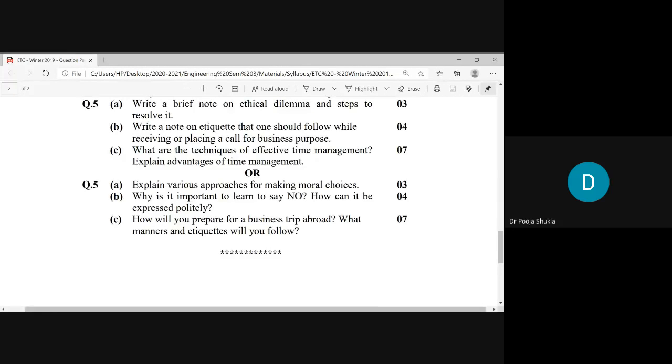Next, what are the techniques of effective time management? Explain the advantages of time management. Here, first you have to tell what is time management. Next, you have to write what are the techniques, and then you have to list the advantages.